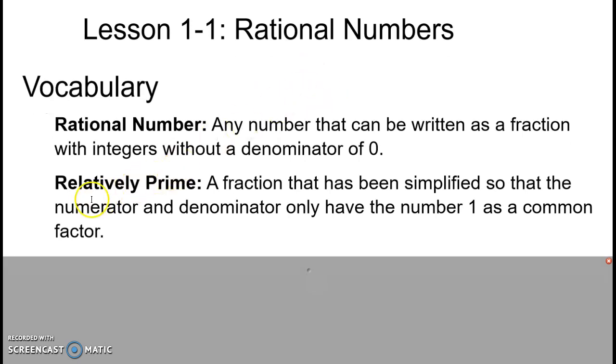And then the second one is relatively prime. A prime number is one that has factors that are just 1 and itself. So when we're talking relatively prime, we're talking about a fraction where the numerator and the denominator only have the factor 1 in common. So they can't both be even, they can't both be divisible by 3, or any number other than 1.